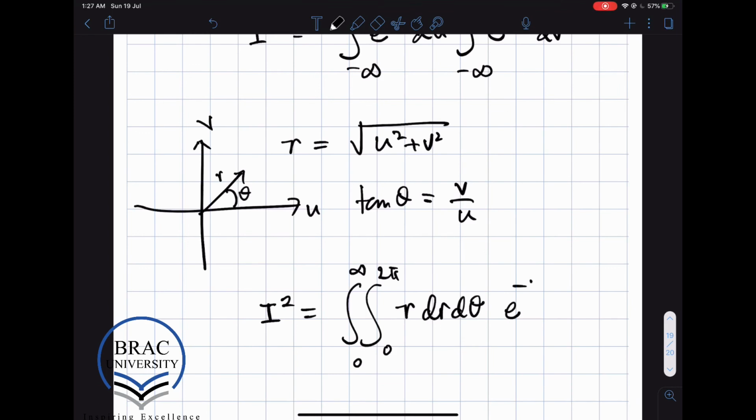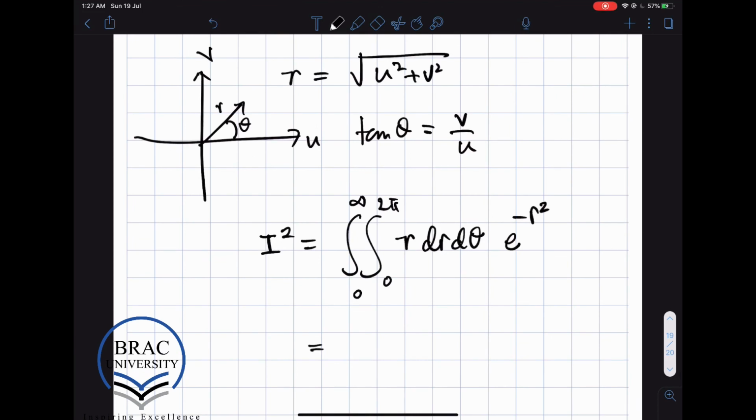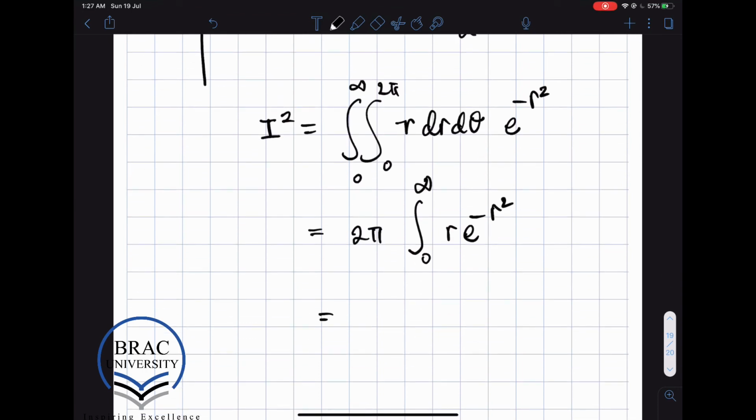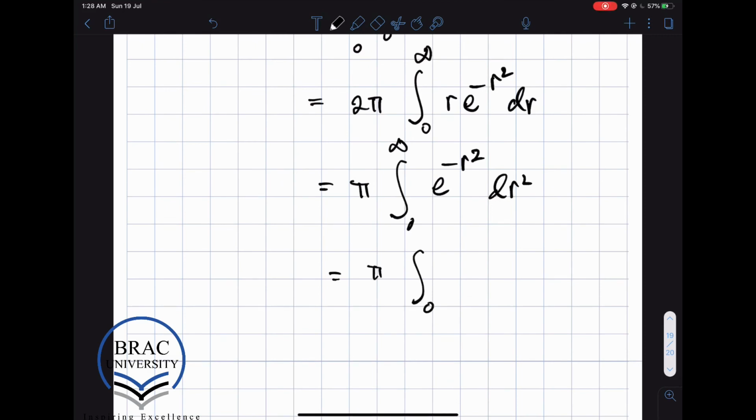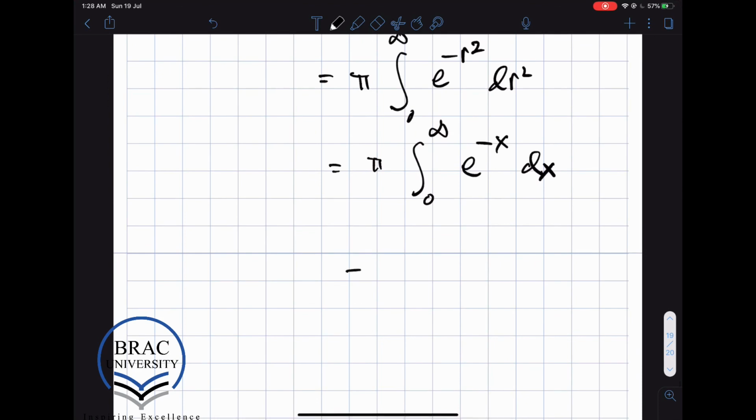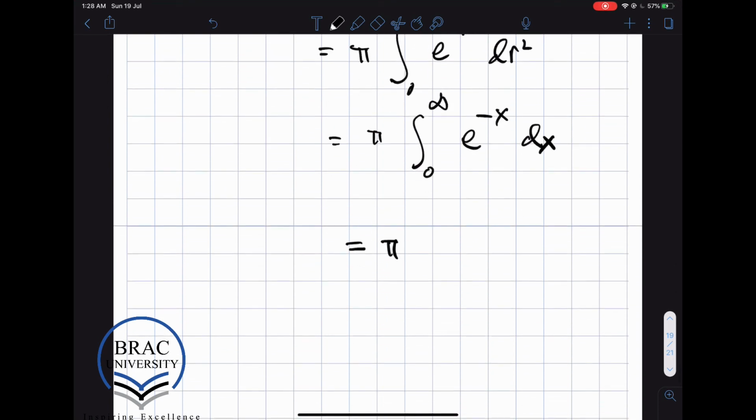And then our integrand now becomes e to the minus r squared. Of course, the integrand doesn't depend on theta, so we can do that integral, and we get a 2 pi. What we have left over is the integral from 0 to infinity of r e to the power minus r squared dr. We can write this as pi times the integral from 0 to infinity of e to the power minus r squared d of r squared. So we can redefine r squared to be just x, and if we do this integral, this is nothing but pi, and therefore the integral that we were trying to evaluate is square root of pi. So this brings us to the end of this diversion on contour integrals and the Gaussian integral.